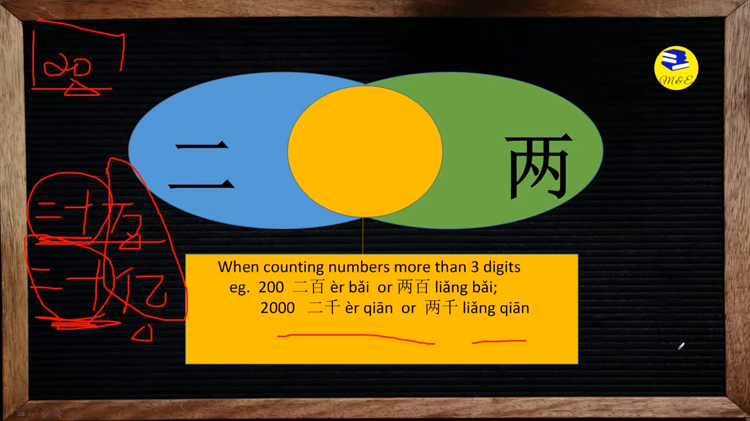So, that's these 3 situations. One, you can only use 二, right? The second one is you can only use 两. The third one is when you count numbers of more than 3 digits, you can use 二 or 两 as you like, right? So now understand?